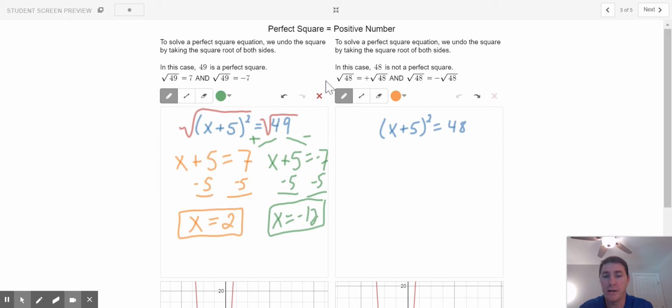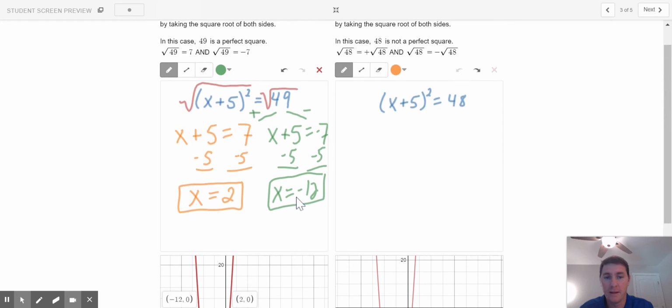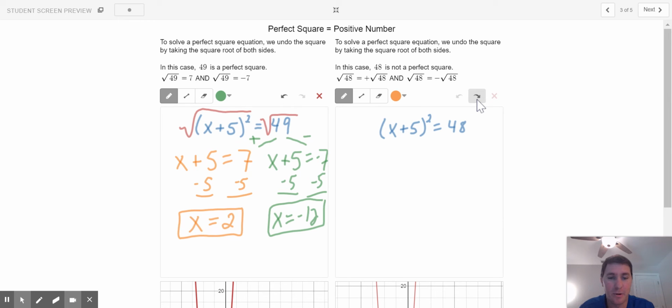So check this out. Here's where we see these on the graph, 2 and negative 12. We see these here at the x-intercepts, 2 and negative 12. There they are.